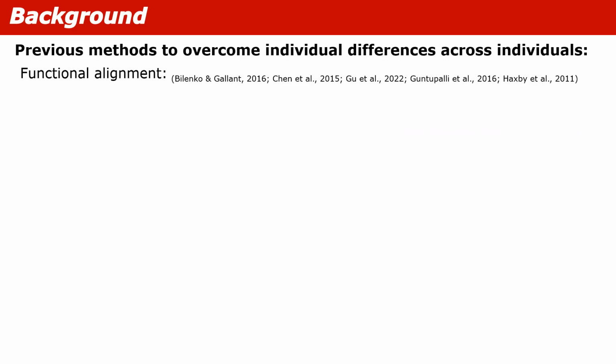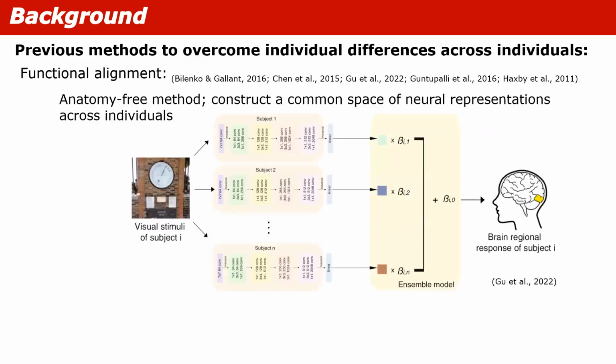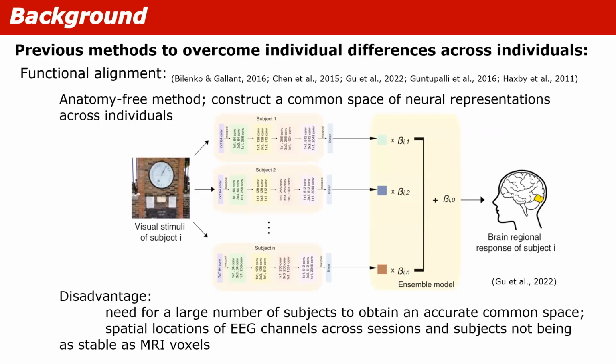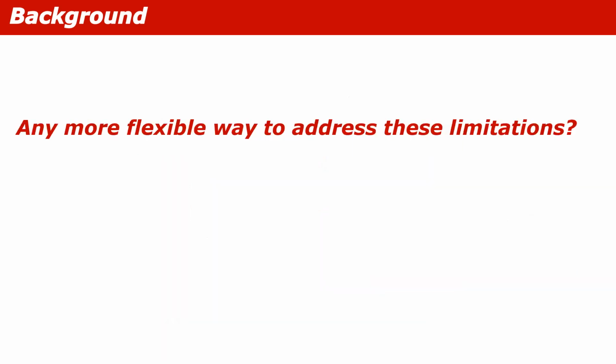Another method is called functional alignment, also called the anatomy-free method. We can construct a common space of neural representations across different individuals, and based on this common space, we can predict the neural signal of a specific subject. However, this method needs a large number of subjects to obtain an accurate common space. Also, it can only be used for fMRI signals, because for EEG, the spatial locations of EEG channels across sessions and subjects are not as stable as MRI voxels.